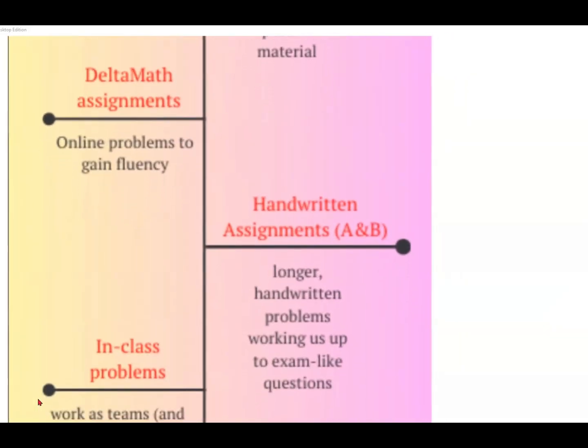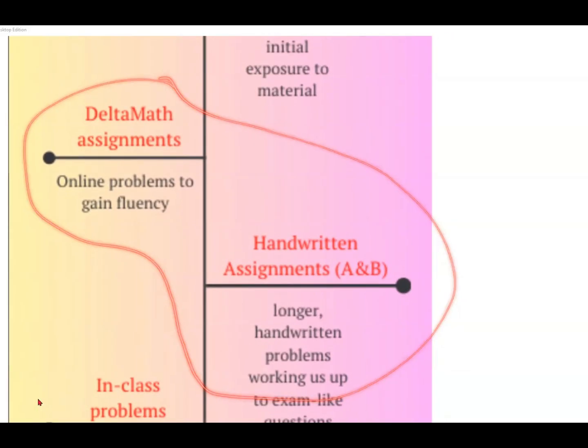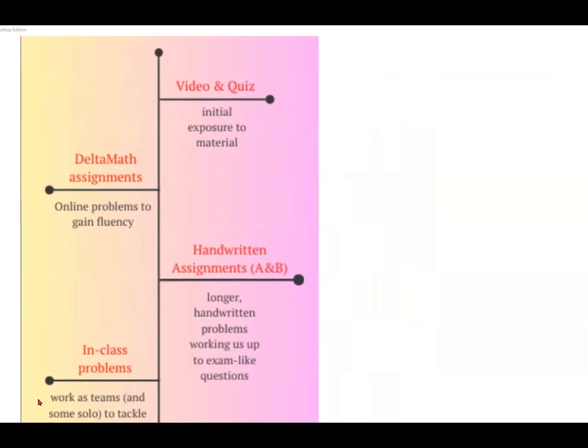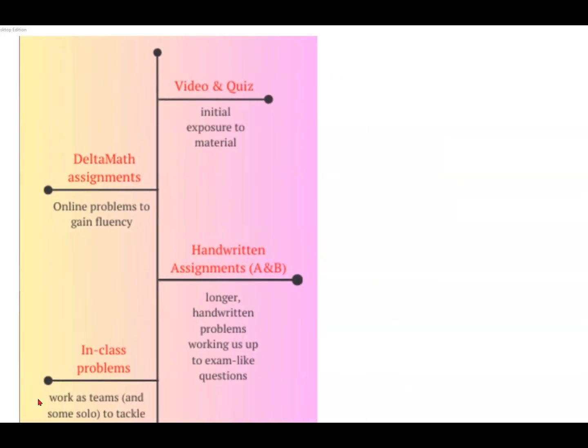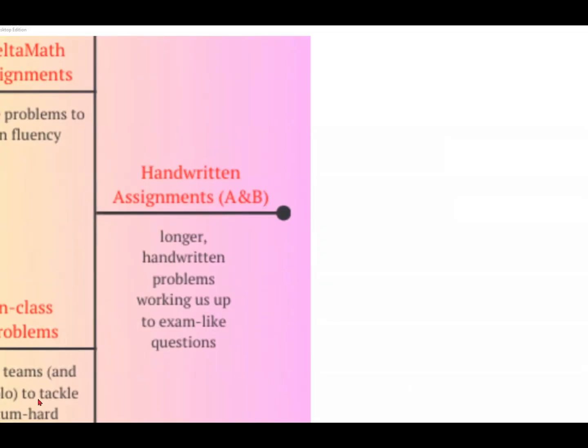And then there are two pretty important types of assignments. You'll see one called Delta Math. These are online problems to gain fluency in a certain technique. There are lots of different techniques in Math 230, and we need to become proficient at all of them. And so Delta Math is a nice software tool that you can keep practicing until you get 100%. So this is a great way to practice those topics that we're learning. We'll also have, of course, handwritten assignments, and we'll talk more in class about this. We're going to have A and B assignments.